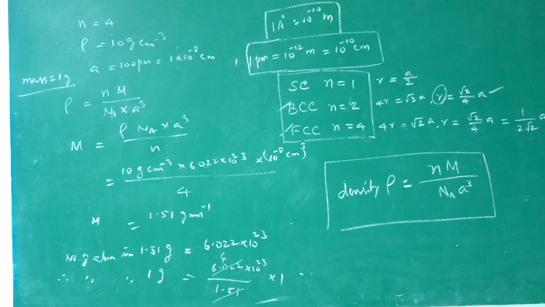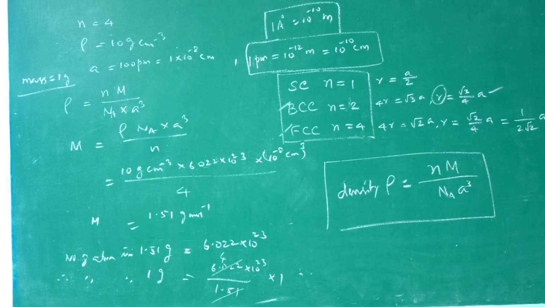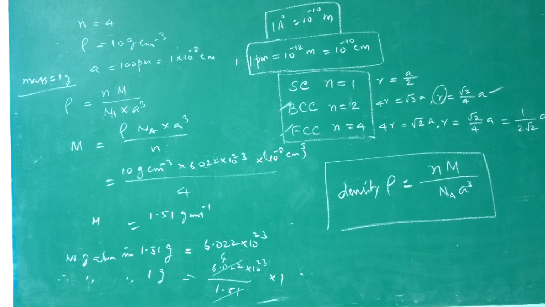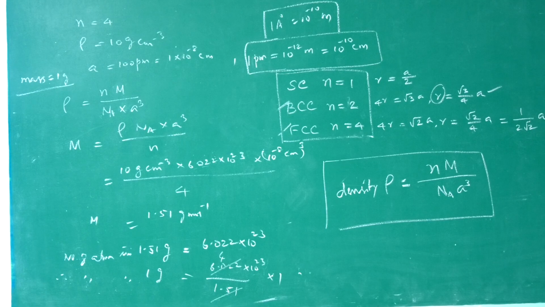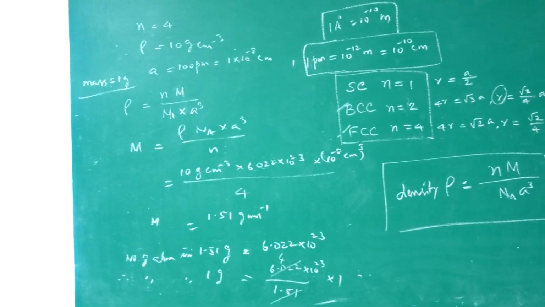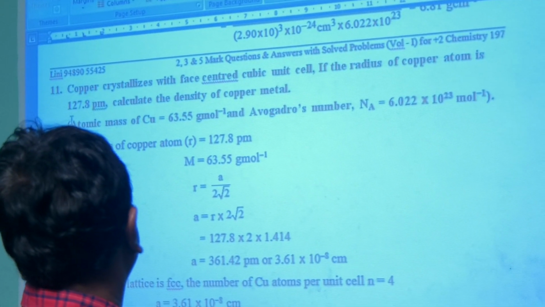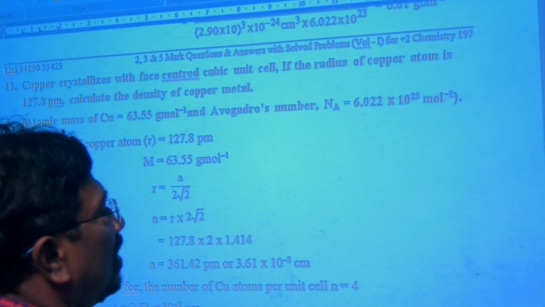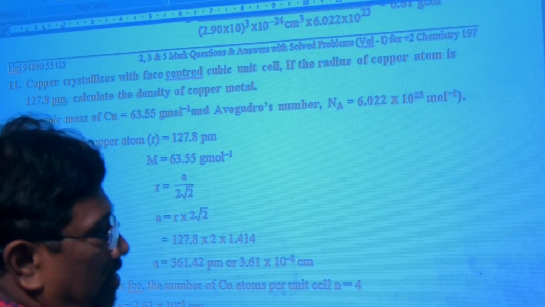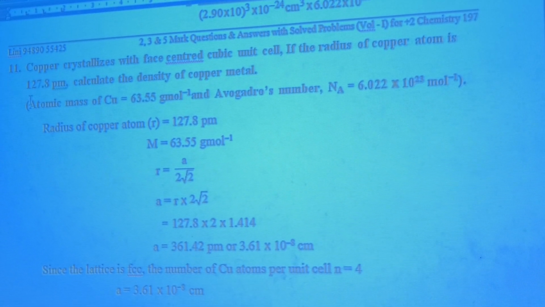So, next sum, 11th sum, let me go. I think it is an additional sum. Yes, it is an additional sum. It is not given in the book. Copper crystallizes with a face-centered cubic unit cell. If the radius of copper atom is given, calculate the density of copper metal. It is the usual thing we may see, but here A is not given, R is given. That is the only difference. Otherwise, the problem will be so simple.